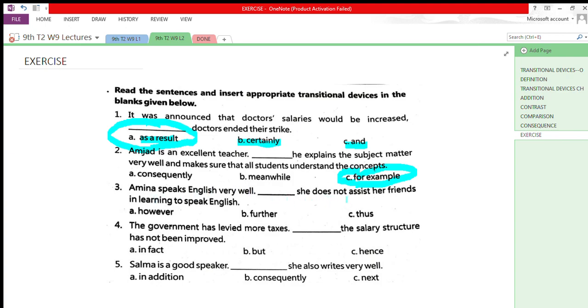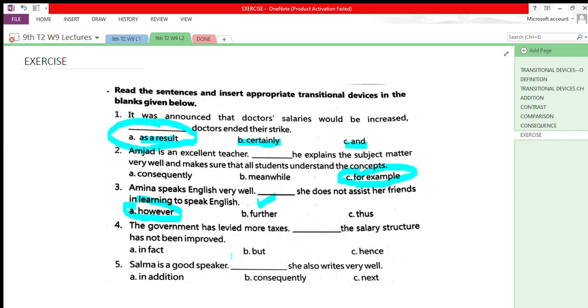Amna speaks English very well. She does not assist her friends in learning to speak. Now see, this is giving us information that Amna speaks English very well, but if we use further, it won't make sense. Thus, it doesn't make sense. It is not adding up. However, it is showing contrast. However, she does not assist her friends, though she speaks very well. But or however, she does not assist her friends. Contrast.